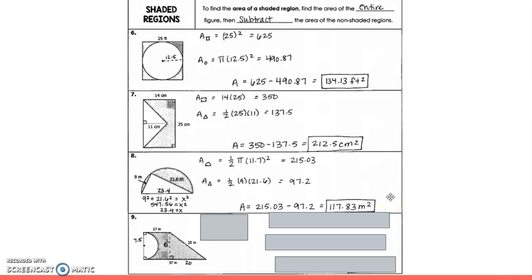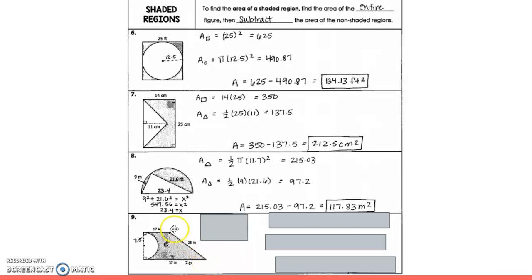Number 9, we have 3 different shapes going on that we need to find the areas of. So we have a triangle, we have a rectangle, and we have a semicircle. We're going to start with our triangle here. So 37 at the bottom is talking about the tip of our triangle to the edge of our rectangle. To find just the piece that we're talking about with our triangle, I'm going to subtract 17 from 37, and that leaves 20 as our base for our triangle.